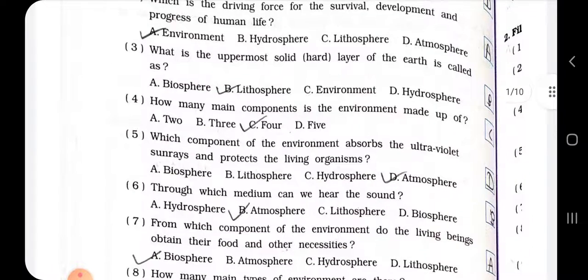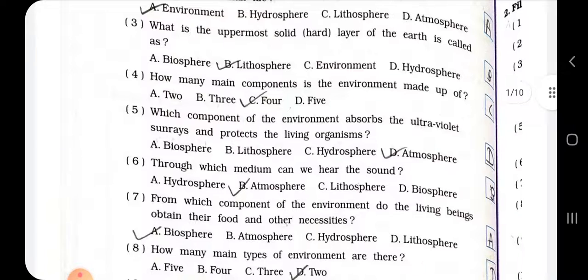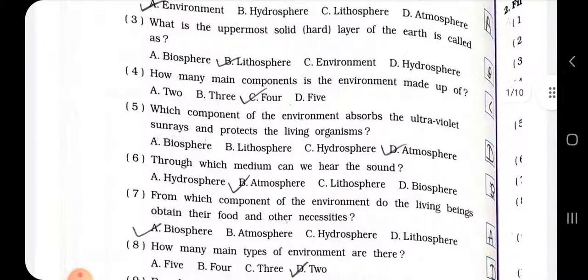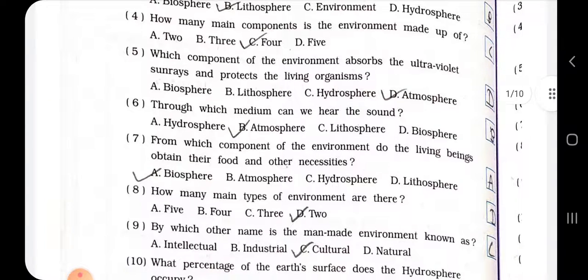How many main components is the environment made up of? 4. Which component of the environment absorbs the ultraviolet sun rays and protects the living organisms? Atmosphere. Ozone absorbs the ultraviolet sun rays.